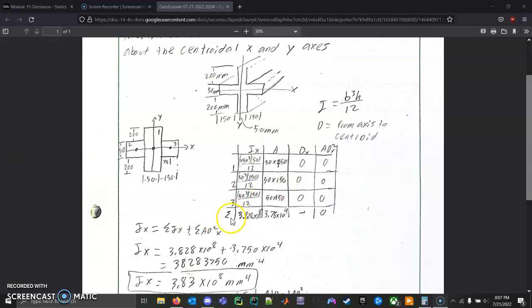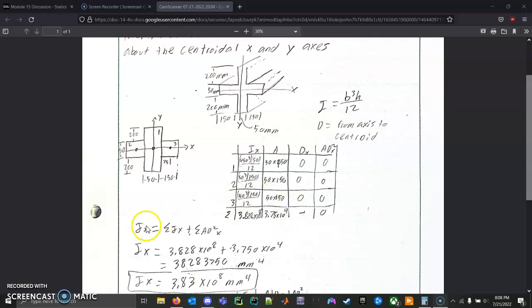I went ahead and used my calculator to sum it up just right here because I didn't want to have a bunch of mess. So for the summing of the Ix, you get 3.828 times 10 to the 8th. And for the area, it's 3.75 times 10 to the 4.